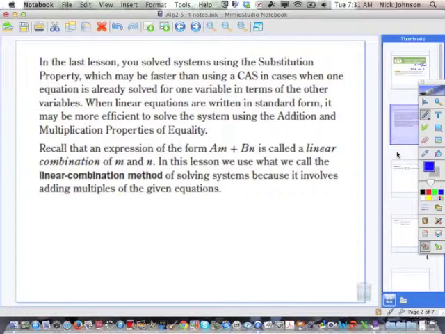When linear equations are written in standard form, it may be more efficient to solve the system using the addition and multiplication properties of equality. Recall that an expression of the form am plus bn is called a linear combination of m and n. In this lesson, we use what we call the linear combination method of solving systems because it involves adding multiples of given equations.